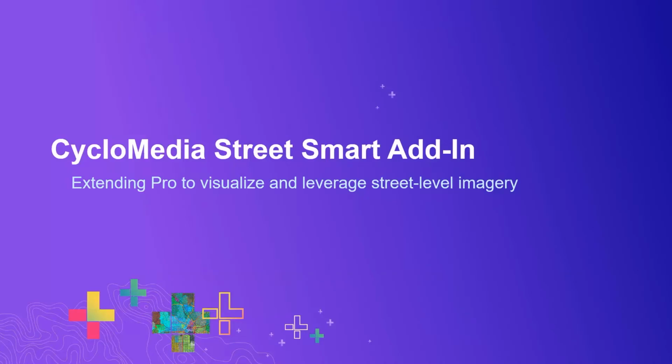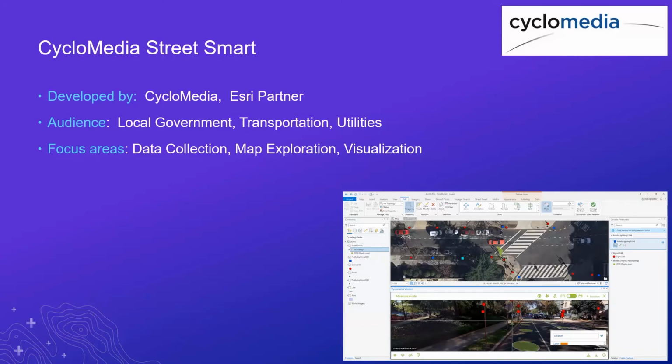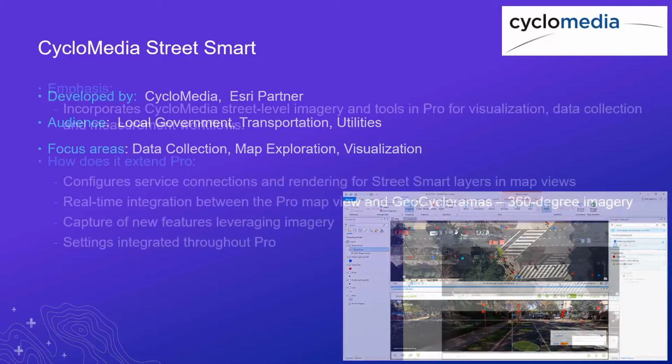All right, so let's get started with our first review. Our first add-in is the Cyclorama StreetSmart add-in. Cyclomedia is an Esri Business Partner, and they've developed their StreetSmart add-in with an audience in mind of local government, transportation, and utilities. The focus areas, as you'll see, are on data collection directly within ArcGIS Pro, leveraging their Cyclomedia imagery, and using map exploration and visualization capabilities inside of Pro.